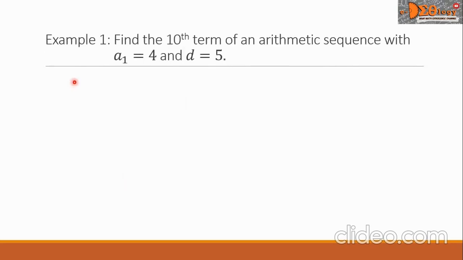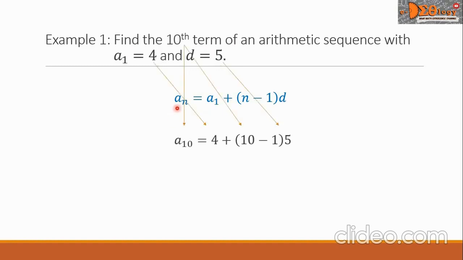Let us have example 1. Find the 10th term of an arithmetic sequence with a sub 1 equals 4 and d equals 5. The formula is given here. Let us substitute the values. The a sub n means a sub 10. We are looking for the 10th term.